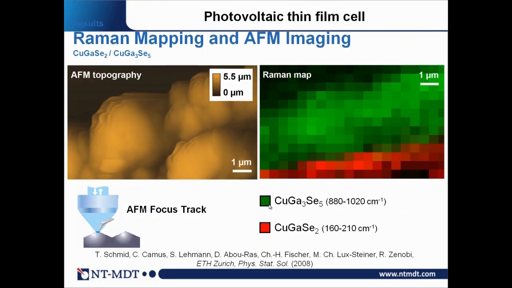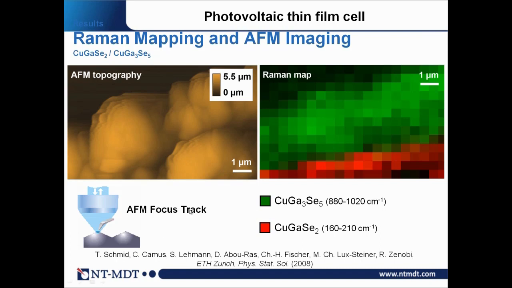Here is a cross-section of thin film of kappa gallium selenium of different stoichiometry. On the AFM topography, we can see the cross-section has a very large roughness with a grain size more than 6, grain height more than 6 micrometers, and it's not possible to do classical 2D Raman mapping, but with the AFM focus track applied, it's possible to do Raman compositional mapping, and it's possible to distinguish between different phases in this thin film.